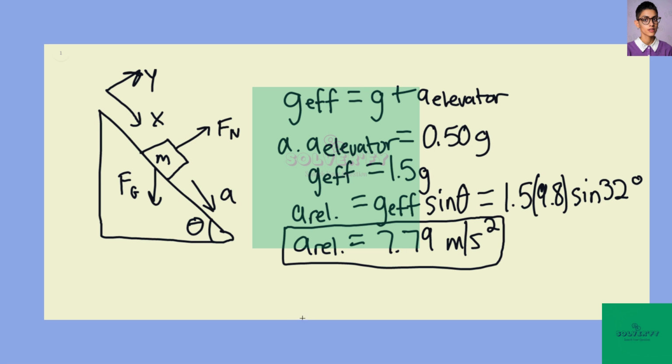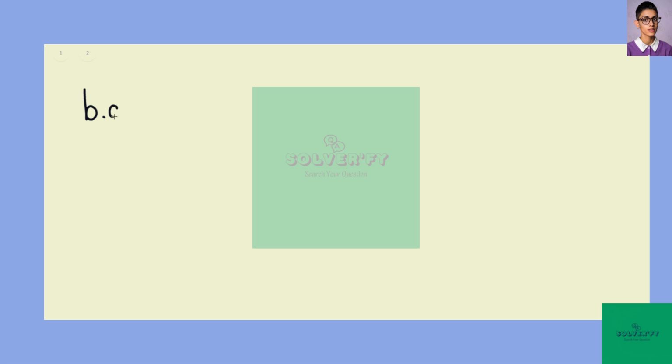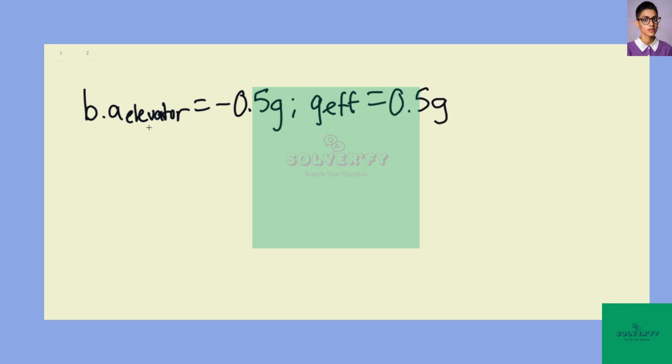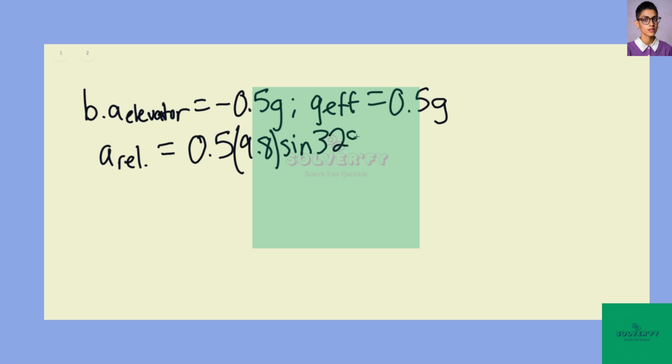For part B, now the acceleration of the elevator is equal to negative 0.5 g. So this means that the effective acceleration due to gravity would be equal to only 0.5 g. And so we can say that the relative acceleration will be equal to 0.5 times 9.8 times, again, sine of 32 degrees. And this is giving us 2.60 meters per second squared. Just wanted to confirm the units.